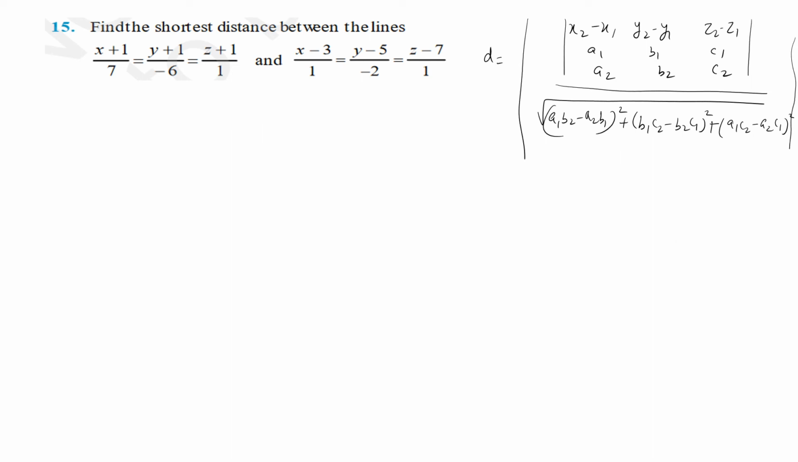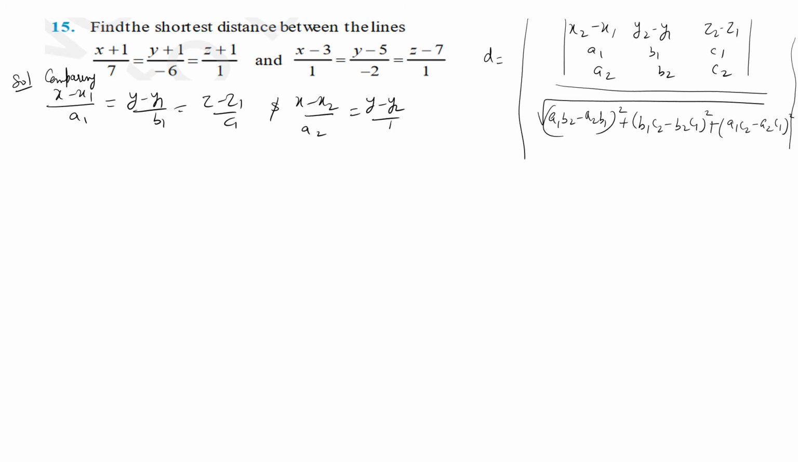So let us compare the equation with the form x minus x1 upon a1 equal to y minus y1 upon b1 equal to z minus z1 upon c1, and x minus x2 upon a2 is equal to y minus y2 upon b2 equal to z minus z2 upon c2. So we can check what x1, y1 and z1 are. You should check what your x1, y1, z1 are here.